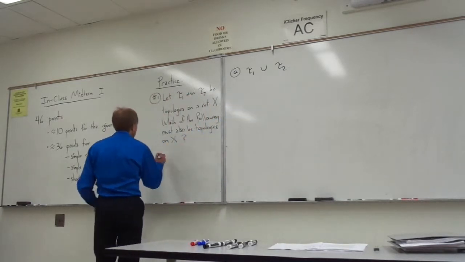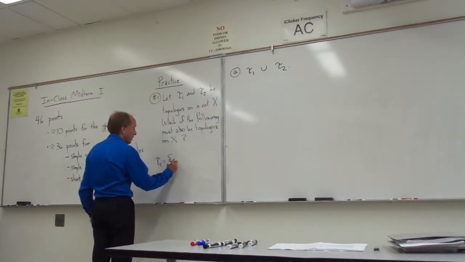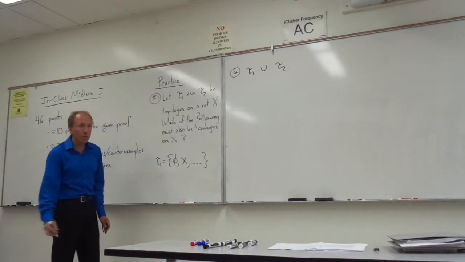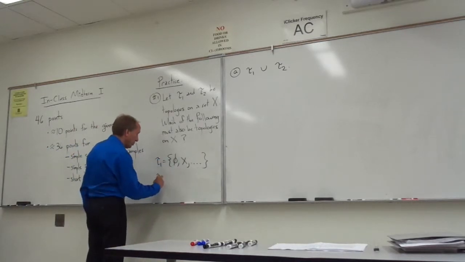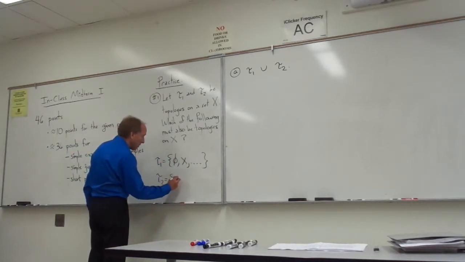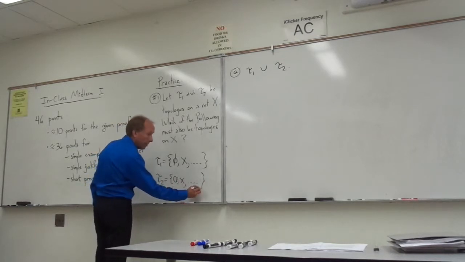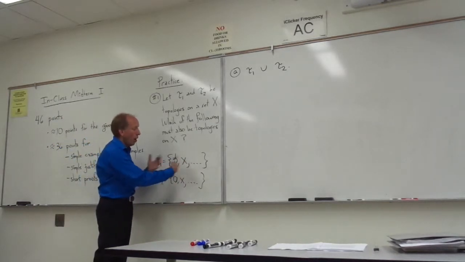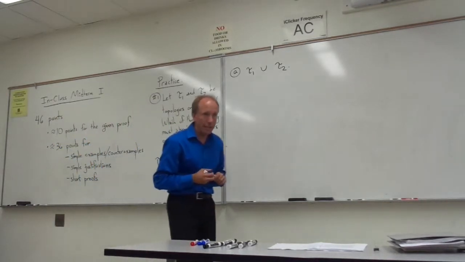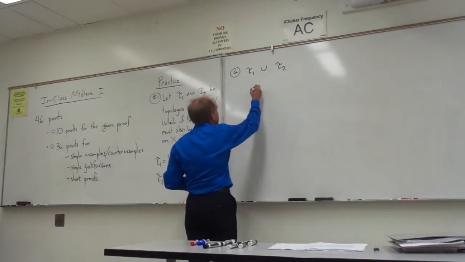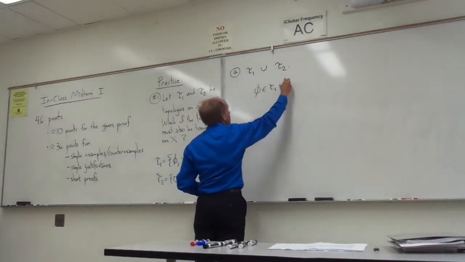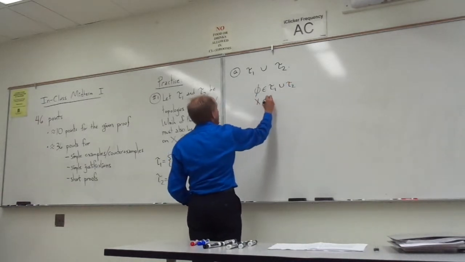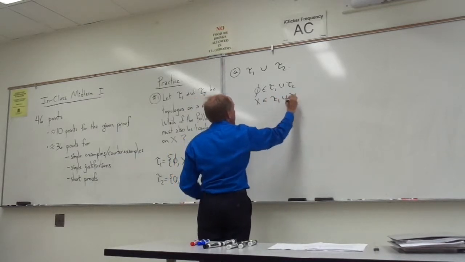You've got tau 1, which is a set of sets. It's going to look something like that, right? The empty set, the whole space, and a bunch of other stuff. Tau 2, you have to have the empty set, you have to have the whole space, and then maybe some other stuff. Now, if I take the union of all of that stuff, will I still have the empty set in there? Yes, absolutely. What about the whole space, capital X? Yes.